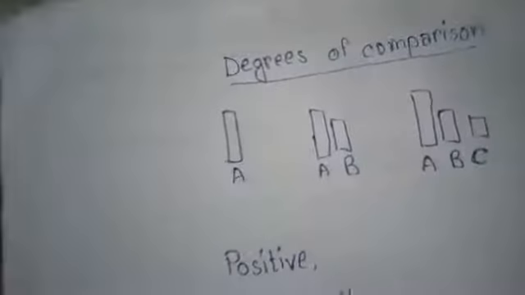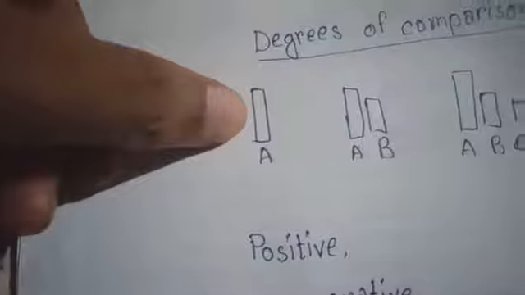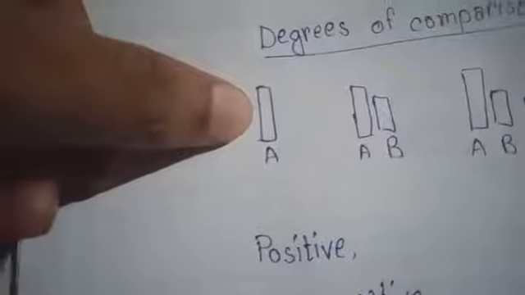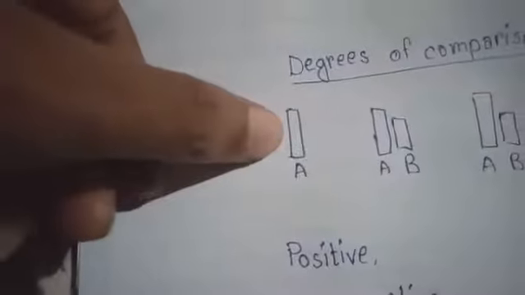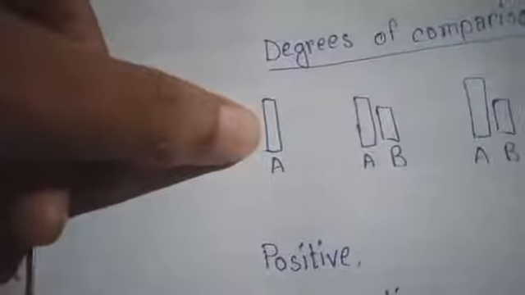We use adjectives not only to describe people or things but also to compare them. Now look at this picture. This one, suppose its name is A. We can say A is tall, where the word tall describes A.